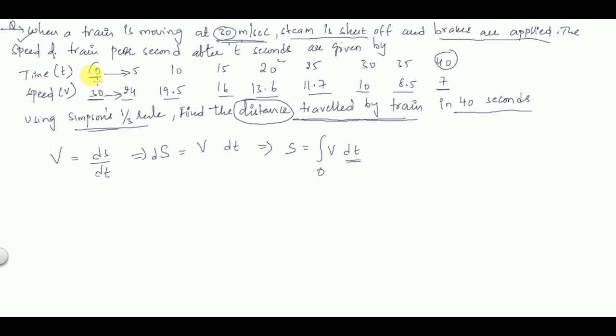The limits of t are from 0 to 40. Sending the differentiation d to the right hand side, it becomes integration. So s is equal to integral from 0 to 40 of v dt. The v dt I have not changed, only with respect to s the differentiation becomes integration.